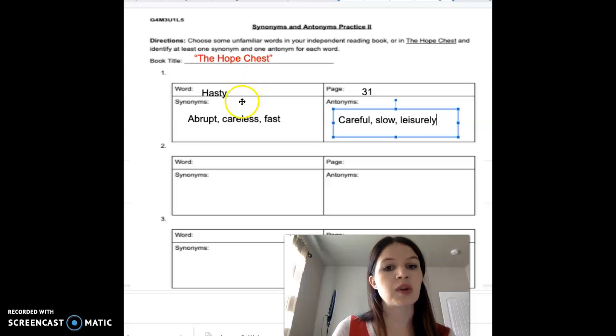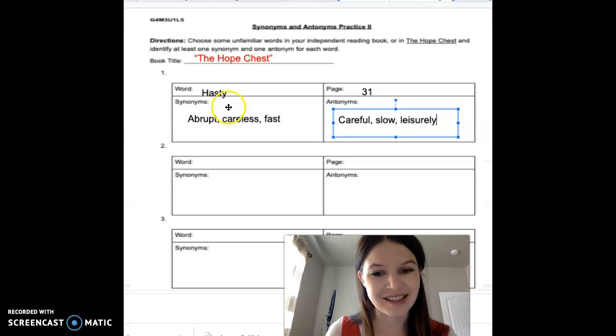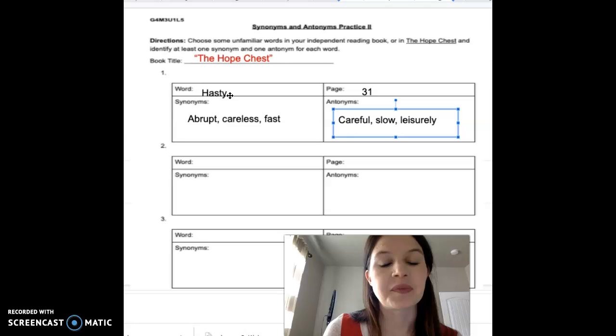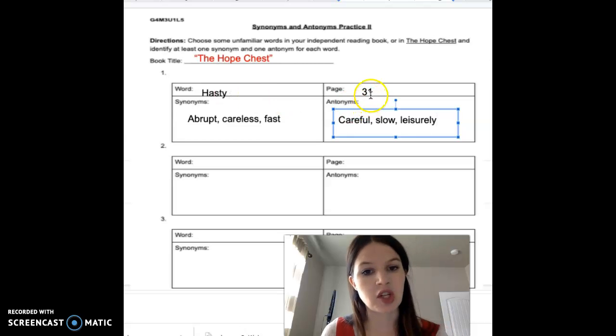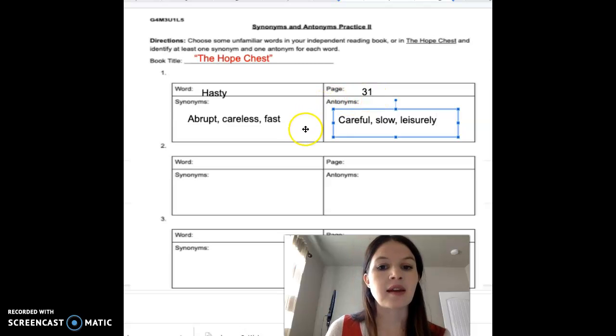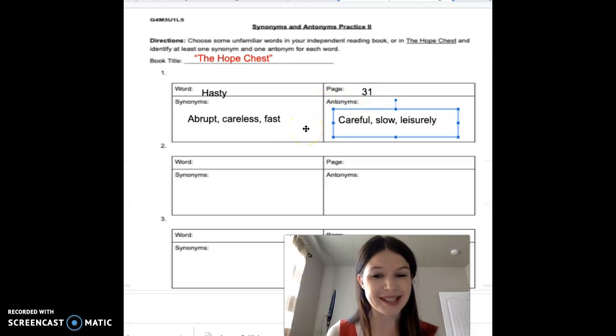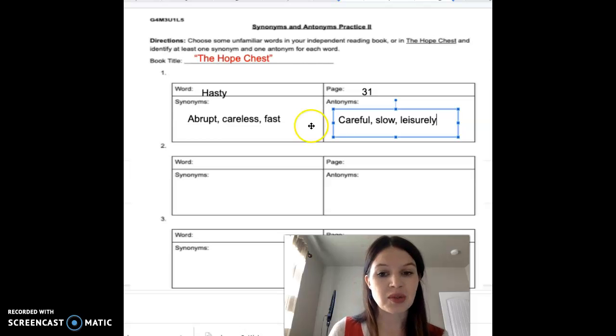And the first word that I chose is hasty. Okay, so I put the word by word, and I put what page number. And then if you are really stuck and you don't know what the meaning is, you can actually use thesaurus.com to help you.